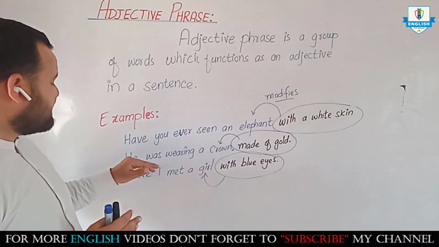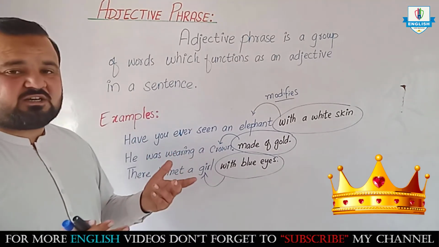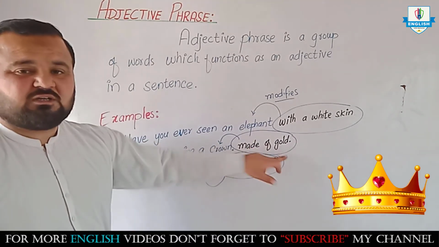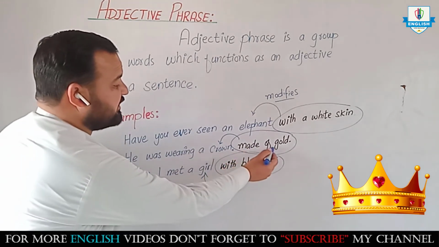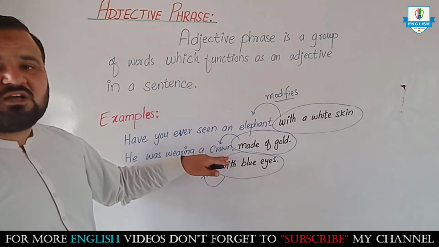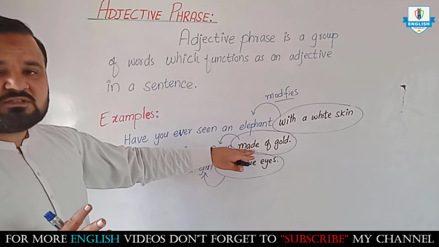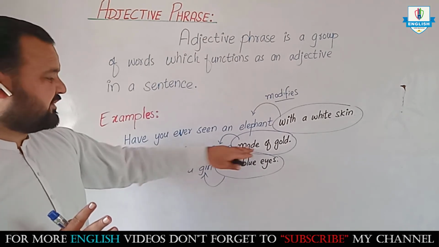Look at the second sentence. He was wearing a crown. उसने एक ताज पहना है. कौन सा ताज? Made of gold. This group of word modifies. ये modify करता है. Add something with the noun. Noun के साथ कुछ add करता है. Got it? So this group of word is adjective phrase.